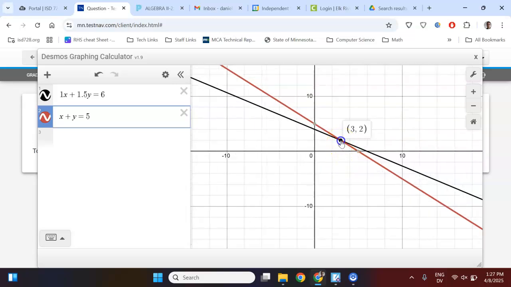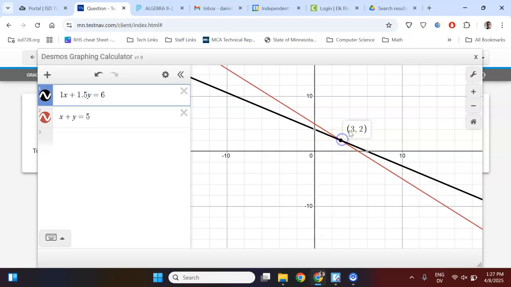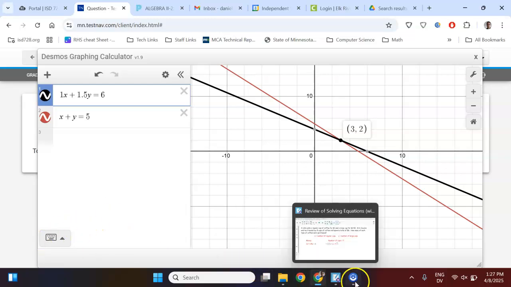So you literally just graph it, click on it, and you can see that this works, right? Like 3 plus 2 is 5. And then if you go here, it should also work. This would be 3 plus 1.5 times 2, which would also be 3. So you'd have 3 plus 3 equals 6. Right? So you can know that this has to be the right point. Maybe I'll write that out on the other screen. But if you put them in, it'll work for both.